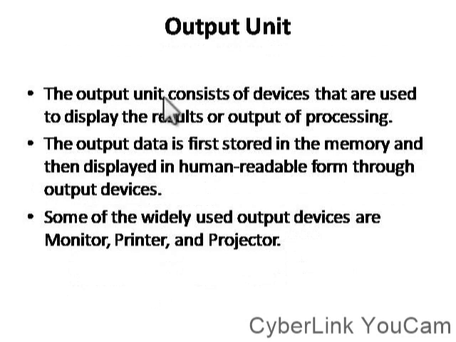Next, now after the CPU, we'll go to the other important unit of our block diagram of the computer, the output unit. It consists of devices that are used to display the result or output of processing. Some of the widely used output devices are monitor, printer and projector.